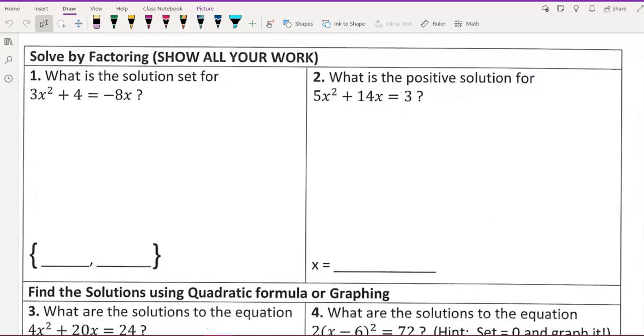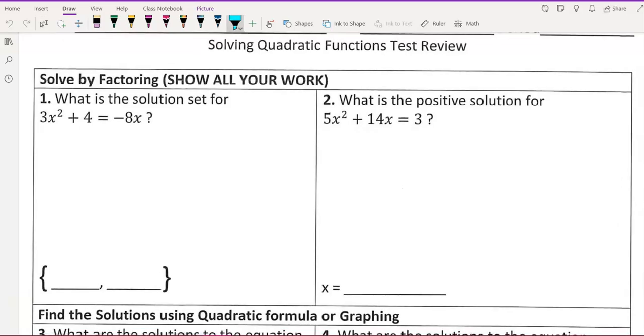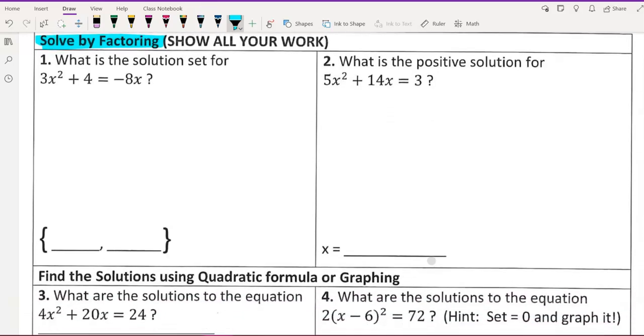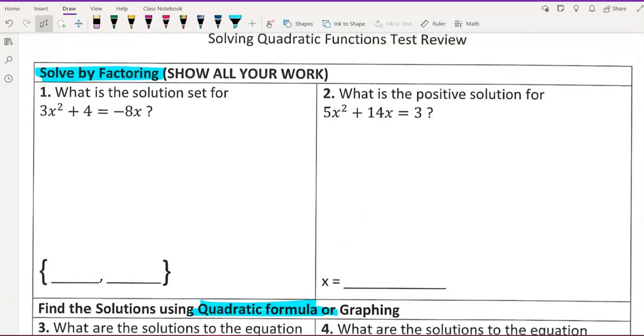All right, hi guys. We are recording for the review for tomorrow's test. The first section says solve by factoring. Maybe you accidentally solved by the quadratic formula or by graphing, and if you did, don't worry about it, but I'm going to do it the way the review says to do it. So first things first, we need this in standard form.